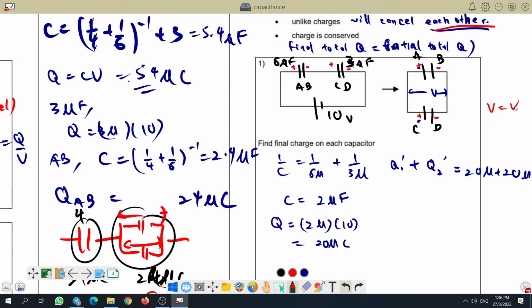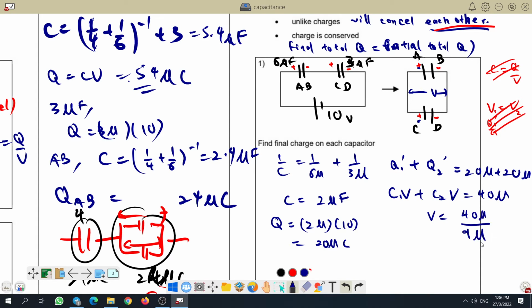But Q1, boleh juga if you want to make another equation. V equals to V kan. What is V? V1 equals to V2. C equals to Q per V. V equals to Q per C. So Q1 prime per C1 equals Q2 prime per C2, kan. Oh, we just do something like that. Q equals to CV kan. So C1 V, C2 V. So boleh dapat V. Right? 40 micro. So V equals to 40 micro divided by 9 micro. Kan, C1 plus C2 kan. So 40 per 9.